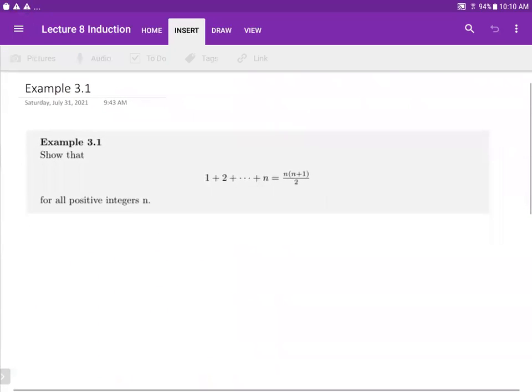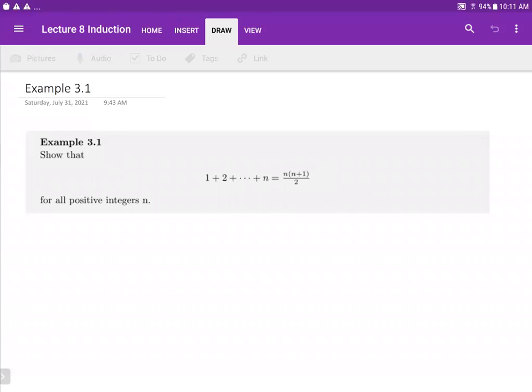So let's do a simple example. This is one of the most classic examples of induction. We want to prove that 1 plus 2 plus all the way to n is equal to n times n plus 1 over 2 for all positive integers n. Now, we can use induction, right? So we want to show it for all positive integers n, which suggests that the base case should be 1.